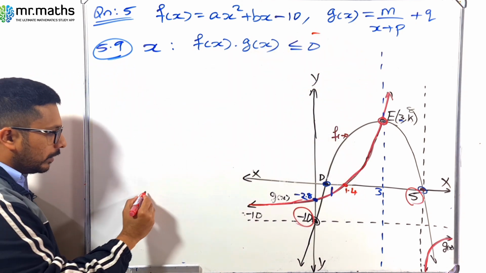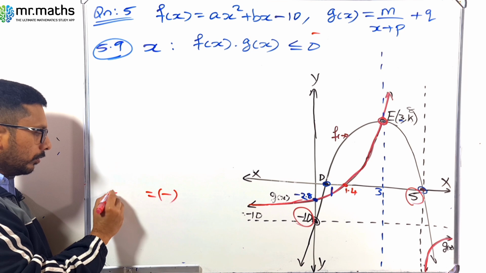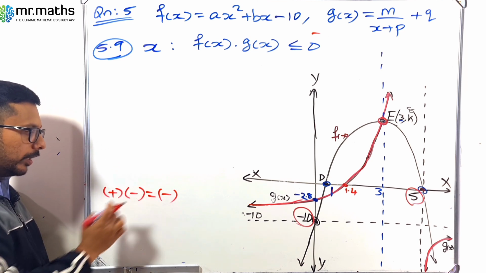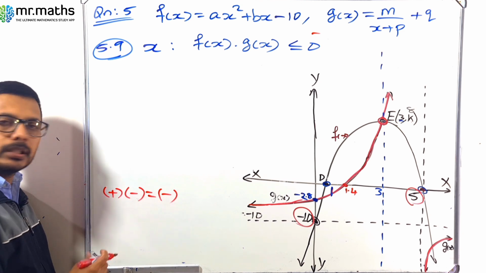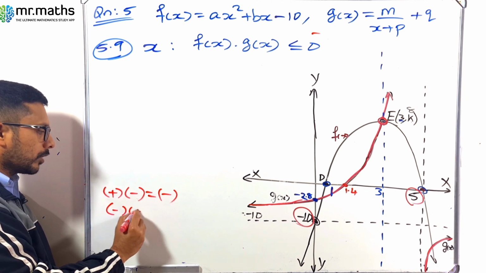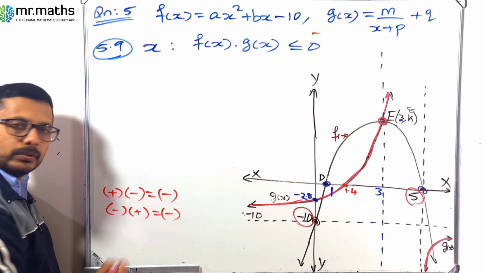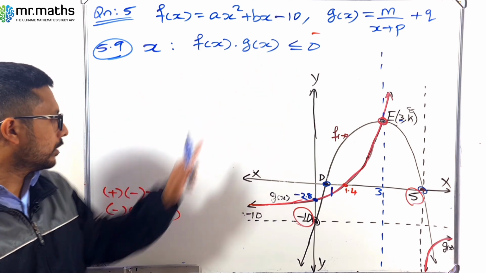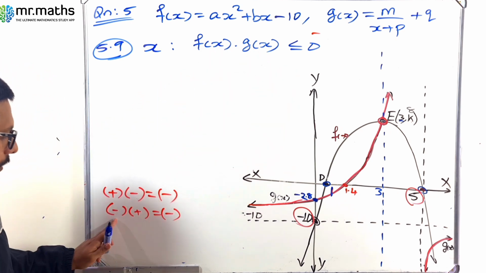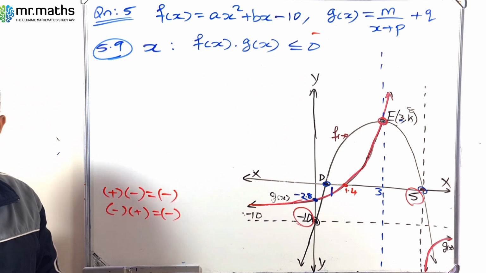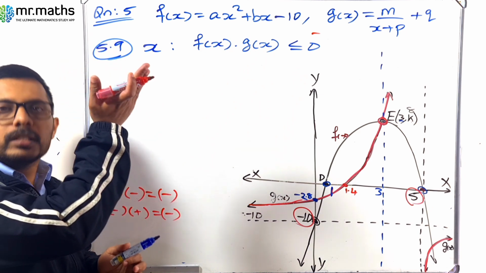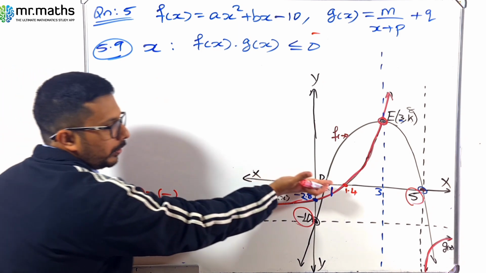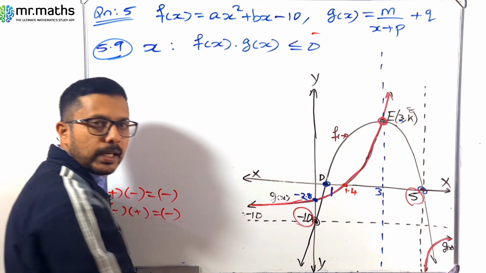Okay. So it means that if you want the answer as negative, either the first number is positive and the second number is negative. Positive times negative is negative, or negative times positive, that is also negative. Okay, so when can you say that this f of x is positive and g of x is negative, or f of x is negative and g of x is positive? When can you say that? If a graph is above x-axis it is positive, below x-axis it is negative. What I said? Above x-axis positive, below x-axis negative.